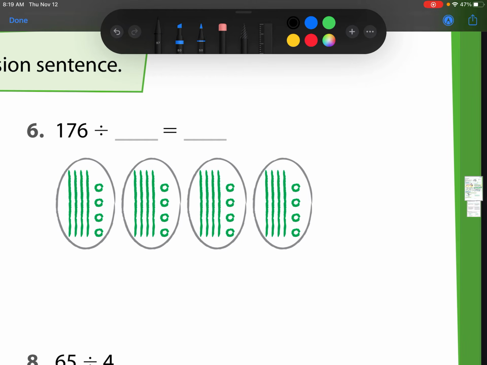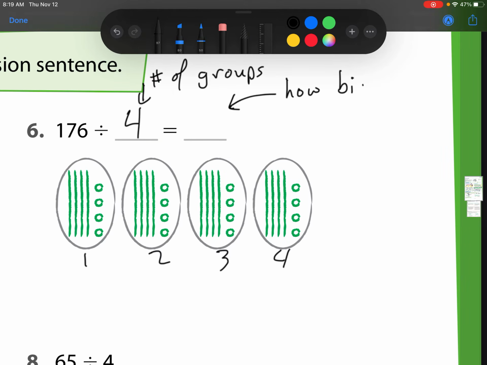176 divided by what? Well, we have 1, 2, 3, 4 groups. Remember, this is always my number of groups. So we have 4 groups, and this is how big each group is. So how big is each group? Well, we have 10, 20, 30, 40, and then we need our ones. So we have 1, 2, 3, 4. So our answer is 44 with no remainders.